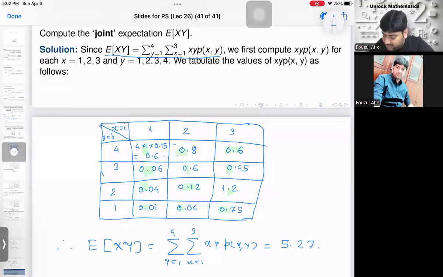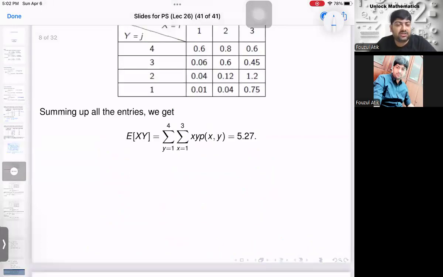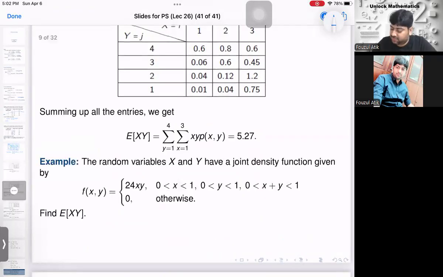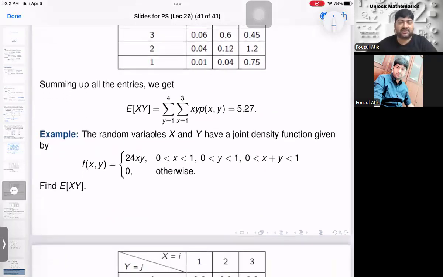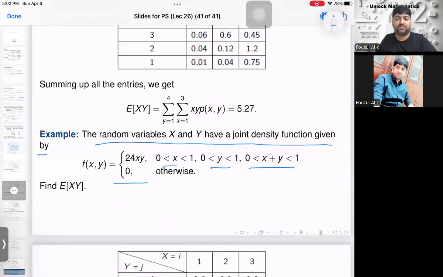So this one we have done for the case of a discrete type random variable. Now we will do one example for continuous type also. So look at this example. The two random variables x and y have a joint density function given by f(x,y) equal to 24xy, if 0 less than x less than 1, y is also between 0 and 1, and x plus y is between 0 and 1, and equal to 0 otherwise. Find the expectation of x into y.